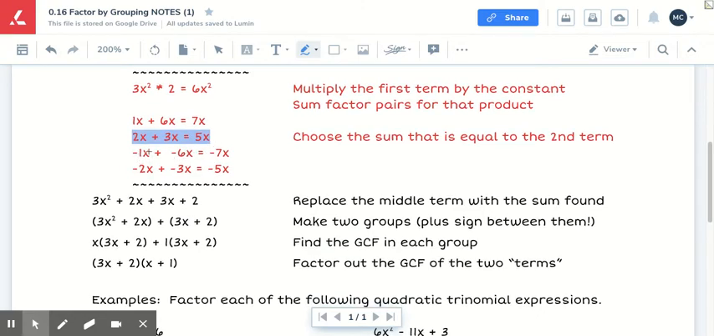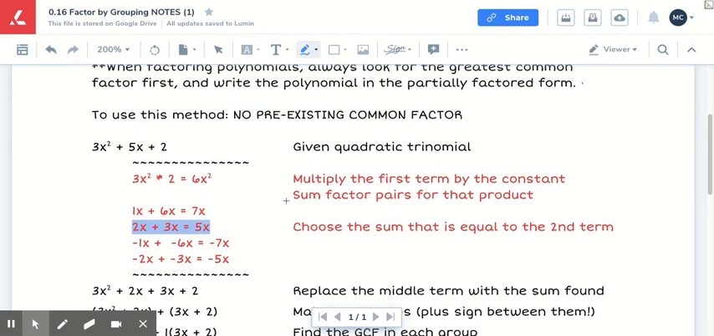Then we could also have a negative 1x and a negative 6x, because if you multiply a negative and a negative, you do get a positive. And when you add those together, negative 1x plus negative 6x, you get negative 7x. And we could also have a negative 2x times a negative 3x. Negative 2x times negative 3x makes the positive 6x. Negative 2x plus negative 3x makes a negative 5x. So from these, we're going to choose the sum that gives us the second term of the original trinomial. So going back to look, my second term was positive 5x. So this is the pair that's going to work.